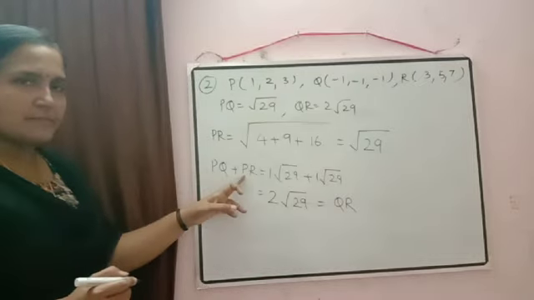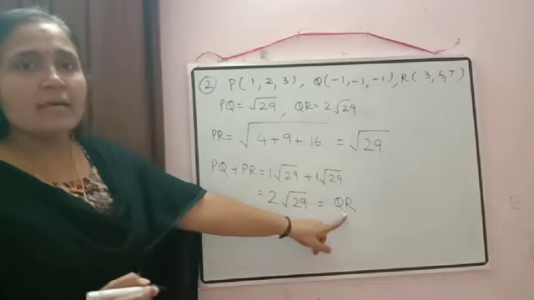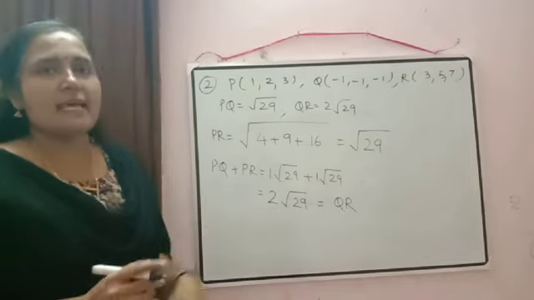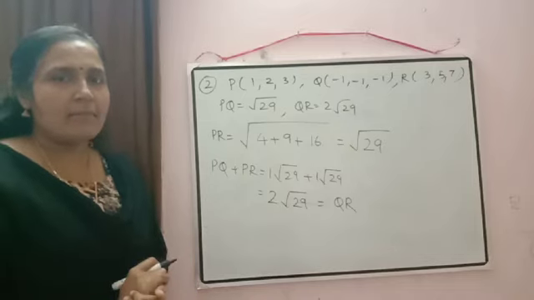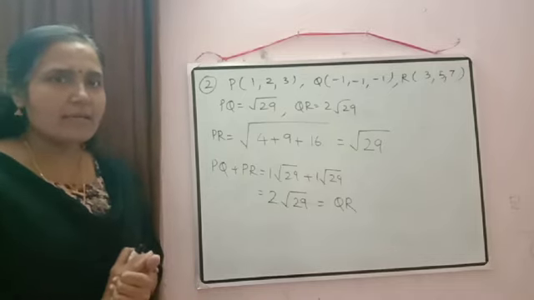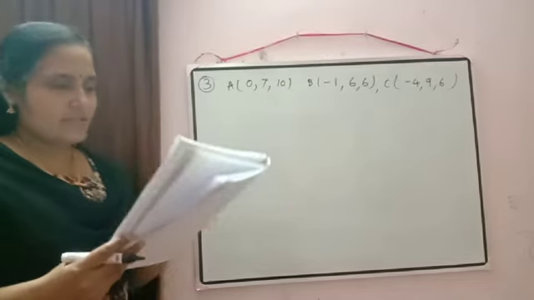So PQ plus PR, addition of two line segments, if it is equal to the third line segment, then we are saying the points are collinear. They are in the same line. So is it clear how to check whether the points are collinear or not? Next question you can check.